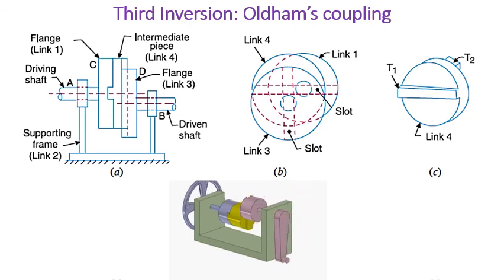When the driving shaft is rotated, the flange causes the intermediate piece to rotate at the same speed at which the flange has rotated. The intermediate piece will transmit the same motion to the flange, and hence the shaft, that is the driven shaft, will also rotate with the same speed. Okay.